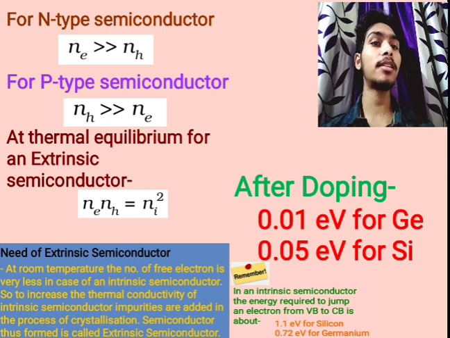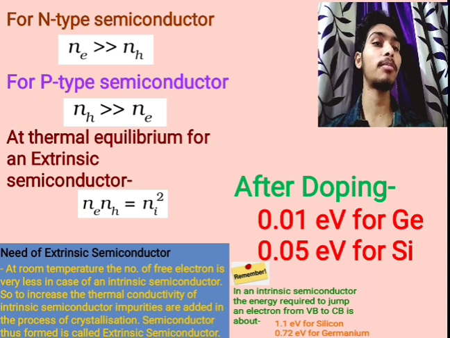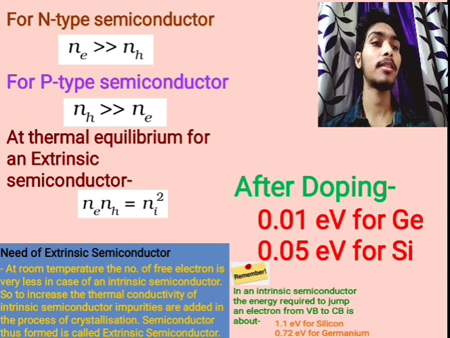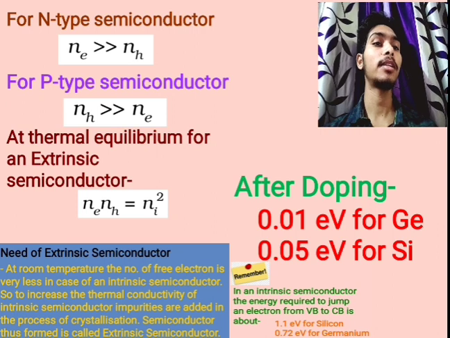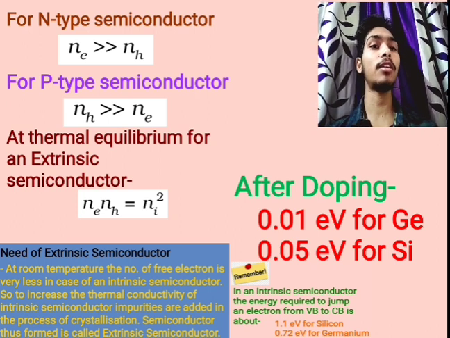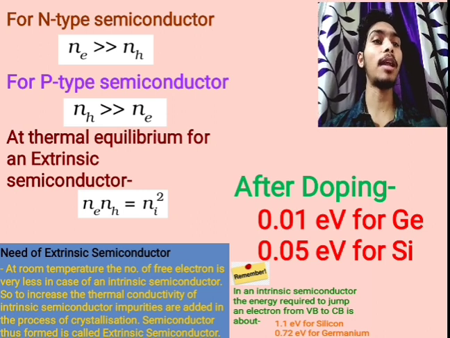If that extrinsic semiconductor crystal is silicon and we are providing heat energy equivalent to 0.05 electron volt, then that valence electron will be free from its valence shell. Then it will conduct electricity. So after doping, the temperature requirement is almost negligible, 0.01, very less compared to 0.07 for germanium. That's why even at room temperature, extrinsic semiconductor works perfectly.